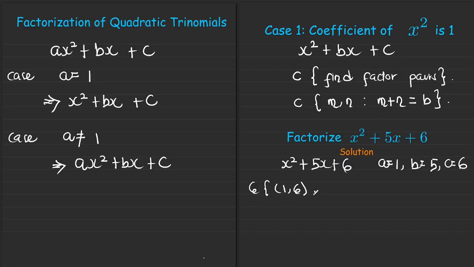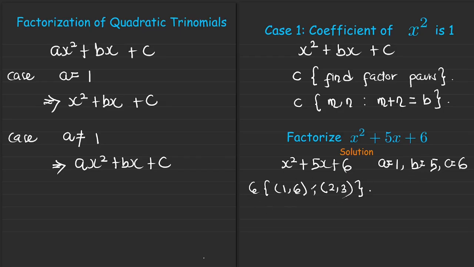Is there any other factor pair? There is 2, and 2 multiplies 3 to give me 6. You see? So you can go on with the listing. But whilst you are listing, put in mind what you want to achieve. At the end of the day, you want the set of factor pairs that when you add them together, you will get your B, the value of your B. Take note, the B is 5.